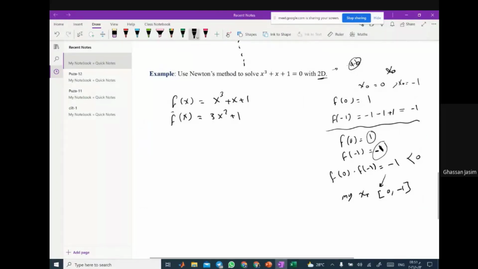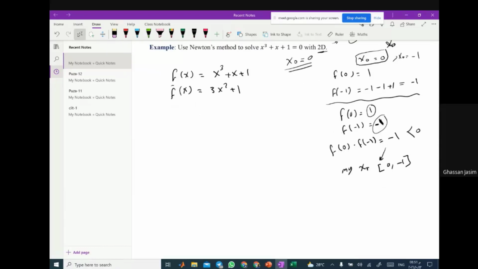Now let's take x naught equal 0. Okay, let's say x naught equals 0. Now it's so easy. Look at me, so easy. Just apply the rule. What does the rule say? x i plus 1 equals x i minus f of x i over f dash of x i.